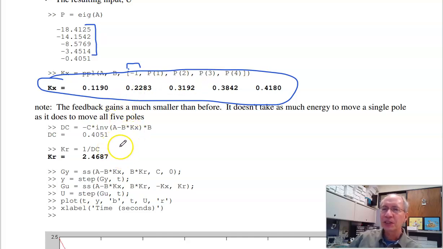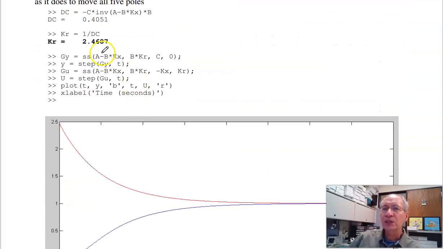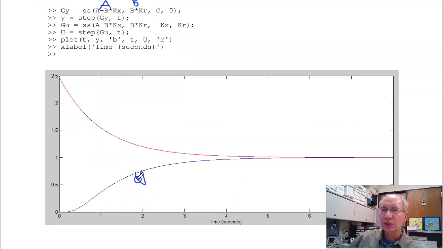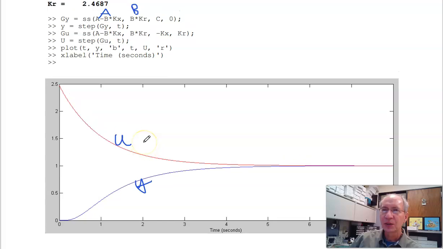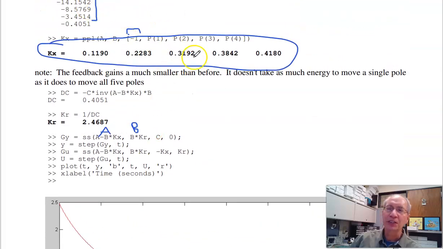Throw in KR to make the DC gain 1, and you get a number. Now take the step response to the closed loop system. Again, here's the closed loop A, closed loop B matrix. Change C and D. This gives me U. So here's the step response to Y. Here's the step response to the corresponding U. Again, the output looks almost exactly the same. Same dominant pole, basically the same system. The input is maybe better behaved. Where it really shows up is the gains are all positive and small.